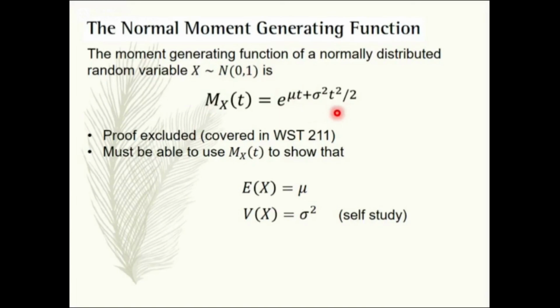And then in the study guide, it says you need to be able to use MX(t) to show that the mean is mu and the variance is sigma squared. This I'm leaving to you as self-study. So remember from one of our previous sections, we showed that if you find the derivative and substitute 0, that's going to give you the mean, and then you do something similar for the variance. So that's something you should be able to do for this function, okay?